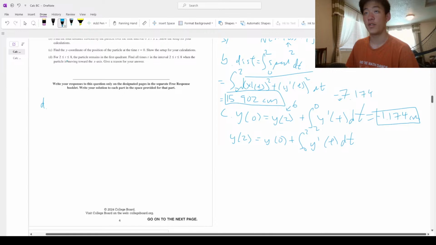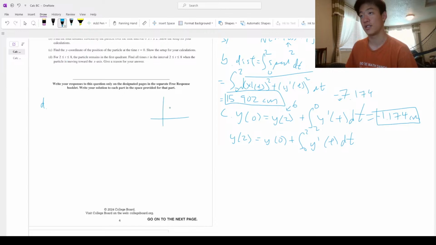For 2 less than t less than 8, the particle remains in the first quadrant. Okay, so first quadrant, that's like right here. Find all times t when the particle is moving toward the x-axis. So the first time I read this, I actually got confused, but this is the x-axis. This is the horizontal line. So if you're moving toward it, that means your velocity in the y direction is negative. So that basically means that y prime of t is less than 0 because you have a positive y value and you're trying to move down towards the x-axis.